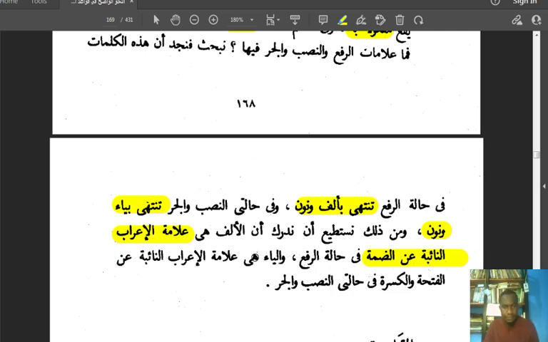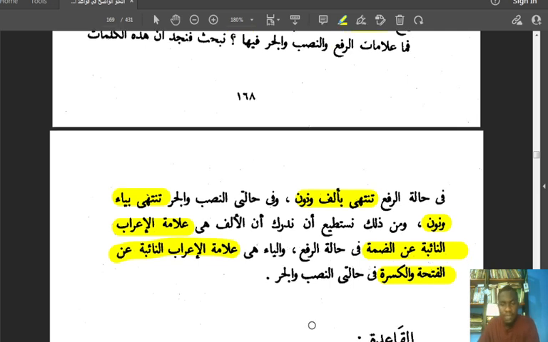والياء هي علامة الإعراب, the ya is the sign of إعراب النائبة عن الفتحة والكسرة في حالة النصب والجر. The ya and nun comes to replace the fatha and kasra in the case of nasb and jar. Okay, I think we've deeply explained this.